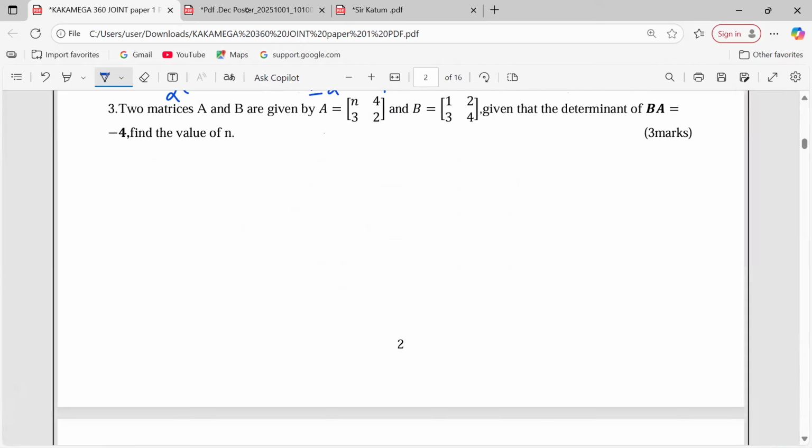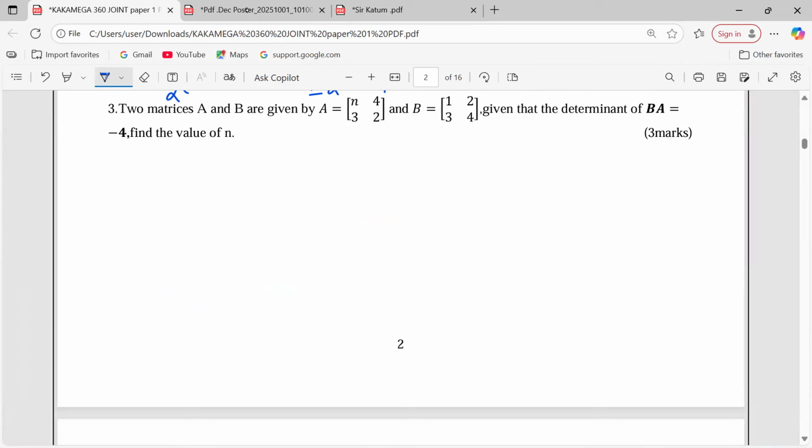Thank you. Let's continue. Number 3. Two matrices A and B are given by A equals [n, 4; 3, 2] and B equals [1, 2; 3, 4]. Given that the determinant of BA equals -4, find the value of n.